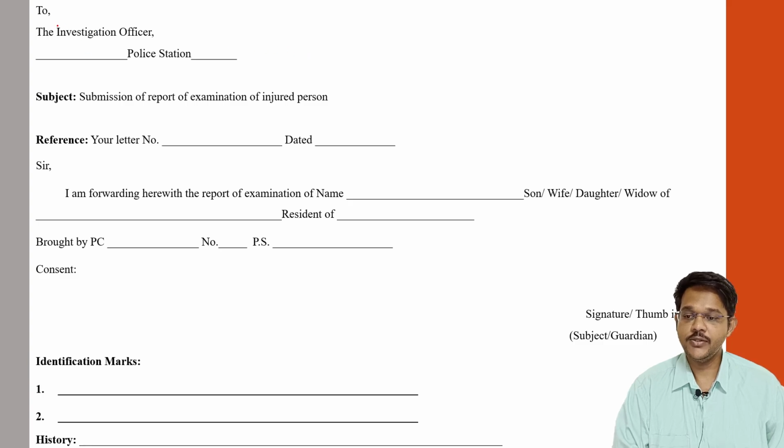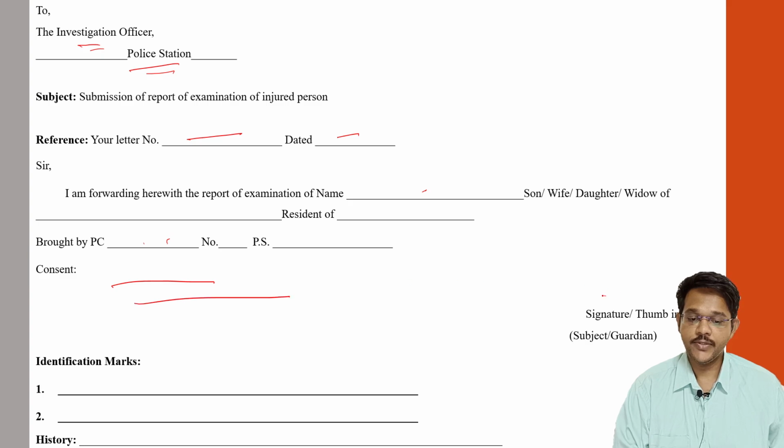This injury report is mainly given to the investigation officer, that is the IO, of the concerned police station. Then the subject is submission of report. Then it includes the requisition letter and its date. Then you have to mention the name, age, sex, and alleged address. Then the constable's name, his number, and police station. Then the consent of the patient, which includes the signature of the patient.